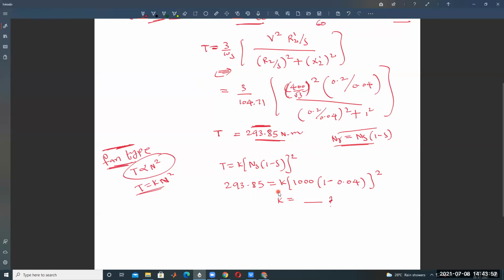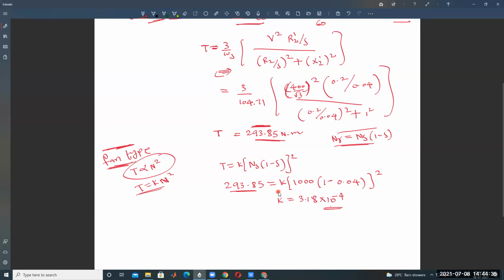Use the calculator. 293.85 is equal to K into 1. Any one of you tell me the answer. K is equal to... 3.18 into 10 to the power of minus 4. Okay, so this is the K value.